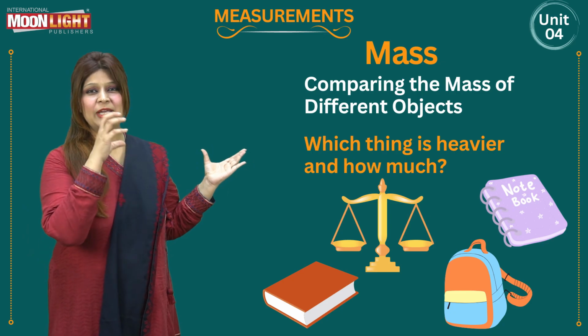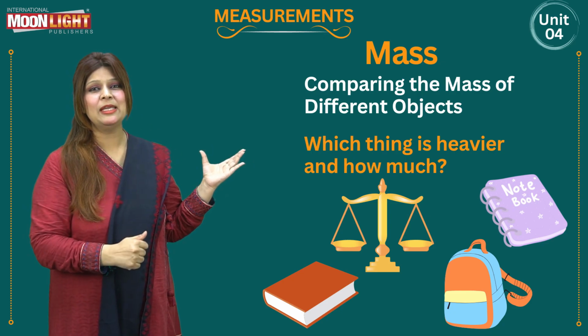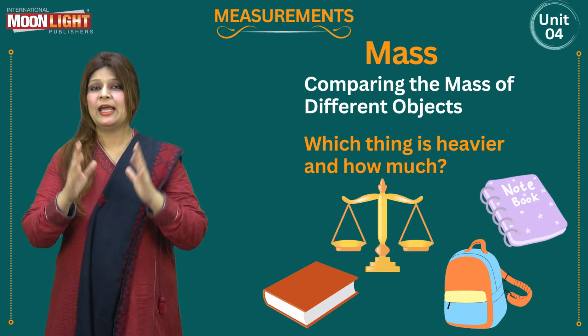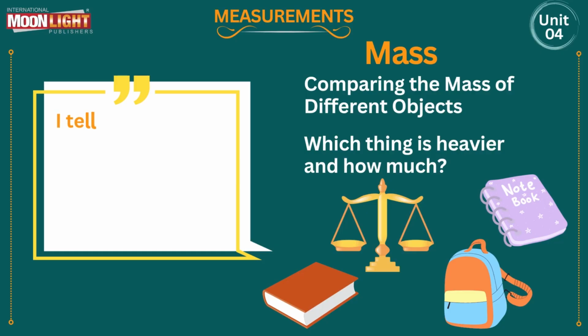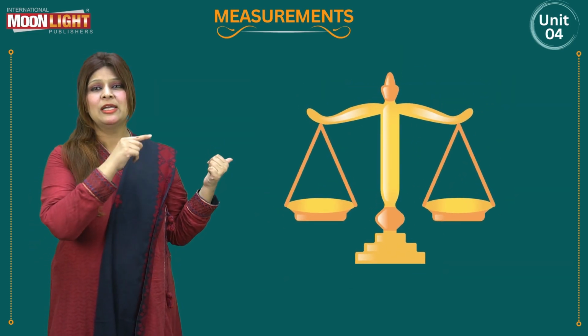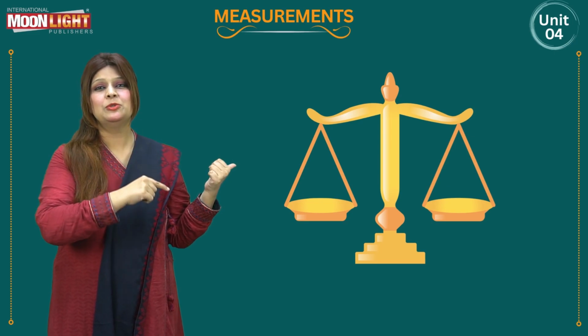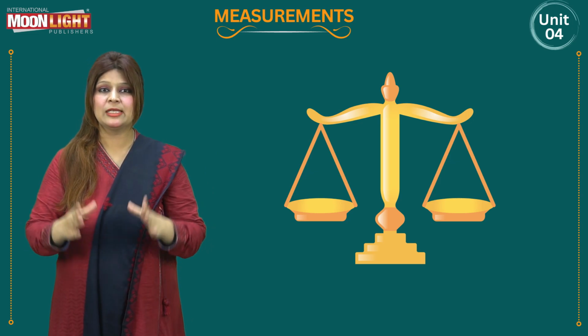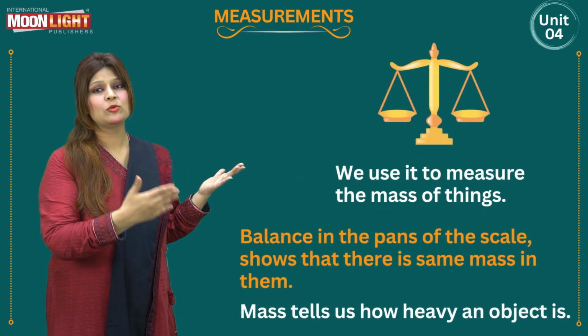Just check it out, estimate and tell me. This is a notebook given over here, a bag, and a book. I will tell you about a thing that can help us in finding the answer. It is a scale with two pans. You can just check this one out. This is used for checking the mass of different objects, and we use it to measure the mass of things.